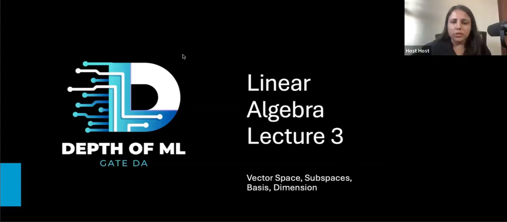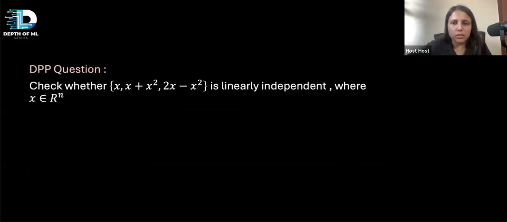So in today's lecture, we are going to mainly talk about four things: vector space, subspaces, basis, and dimension. Fine. But before we start, let's do the DDP problem that I had given yesterday.